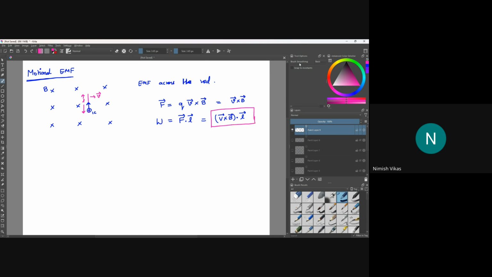And if you remember, the definition of EMF is nothing but work done per unit positive charge as it goes from one point to another point. So that's what we found out, right? We found out the work done per unit positive charge as it goes from one point to another point. Therefore, that's what our EMF is. That's it. So that's the formula you need to remember. I hope everybody knows how to do cross product and dot product. So let's use that and look at a few examples.